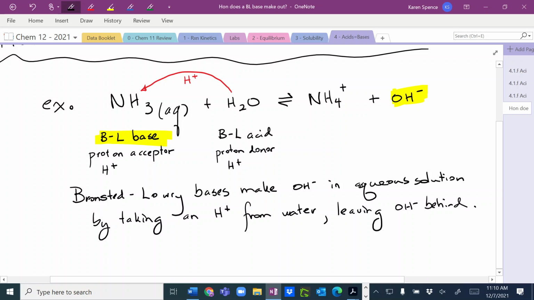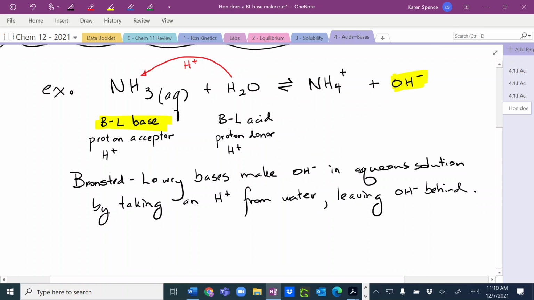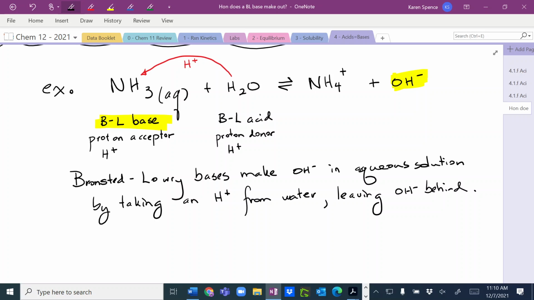Now, while we're here and doing this, if this reaction were going backwards, so in the reverse direction, who would be the Bronsted-Lowry acid in the reverse direction, and who would be the Bronsted-Lowry base?